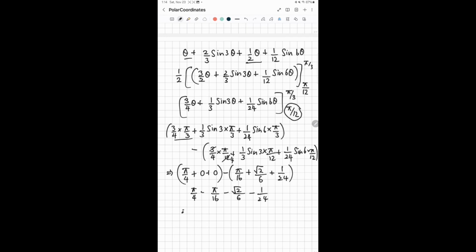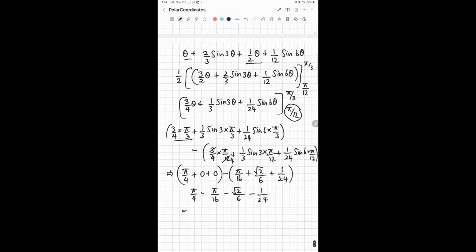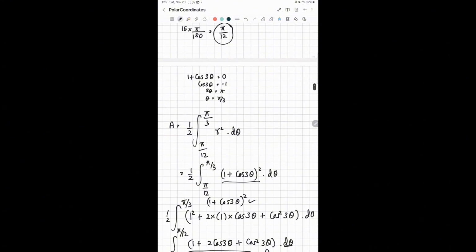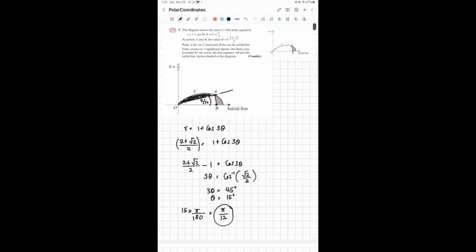We'll just write a decimal answer for this one. Pi over 4 minus pi over 16 minus square root 2 over 6 minus 1 over 24. This gives you 0.3116. I just wrote a whole bunch of decimal places so you can get an even more accurate value. So now we found the area of the shaded region that I mapped. That's done. And now let's find the area of the triangle.